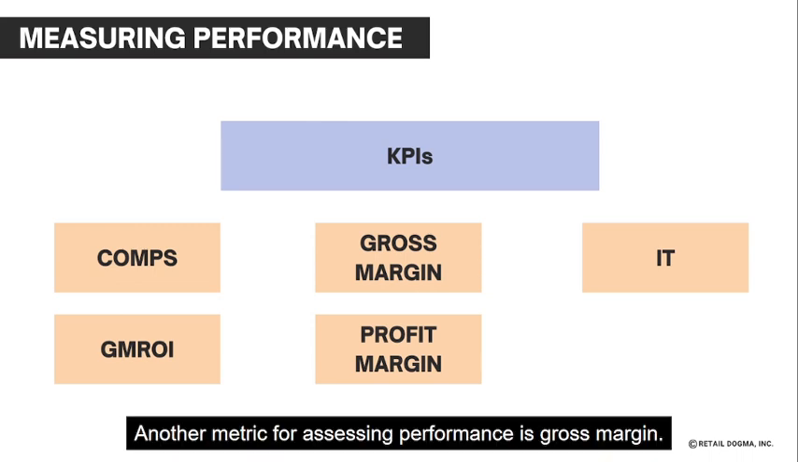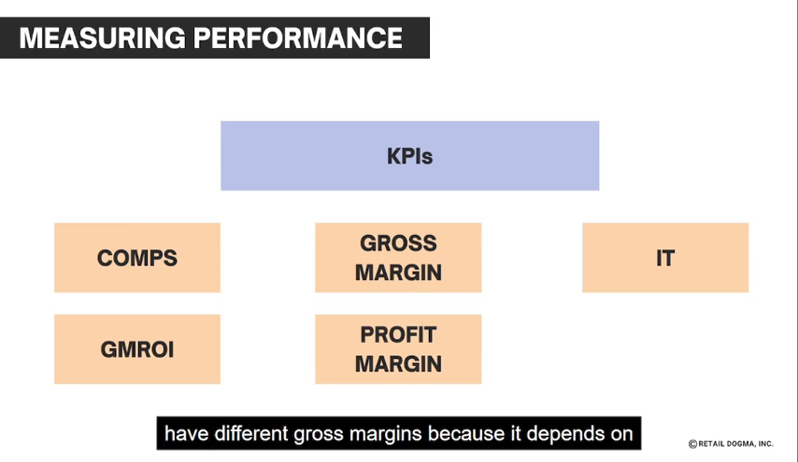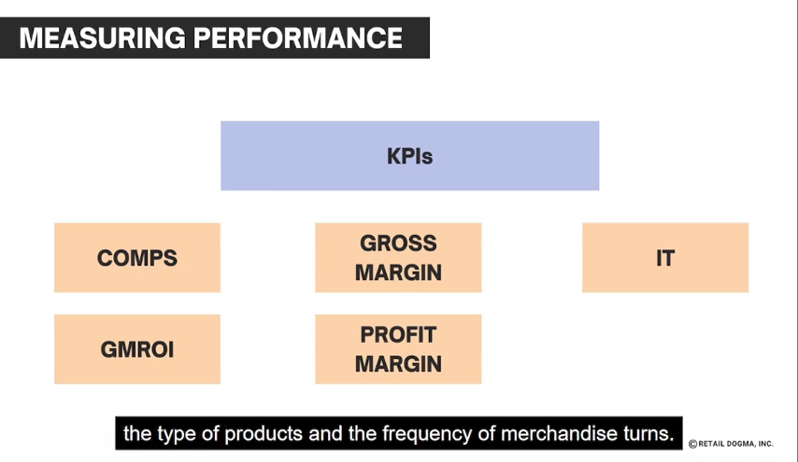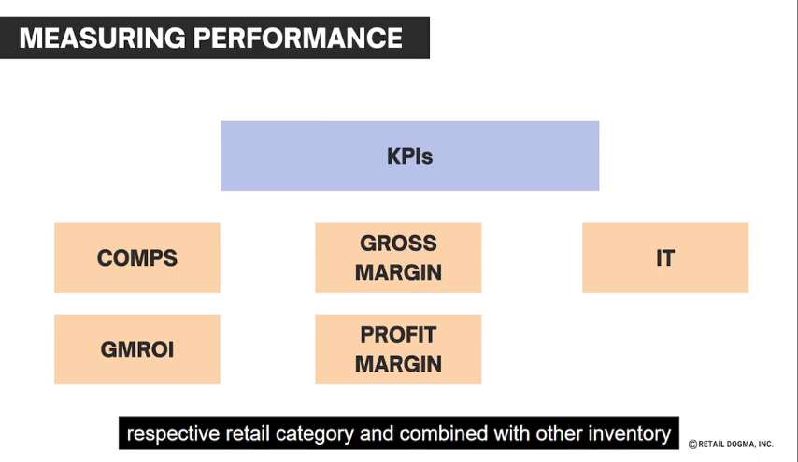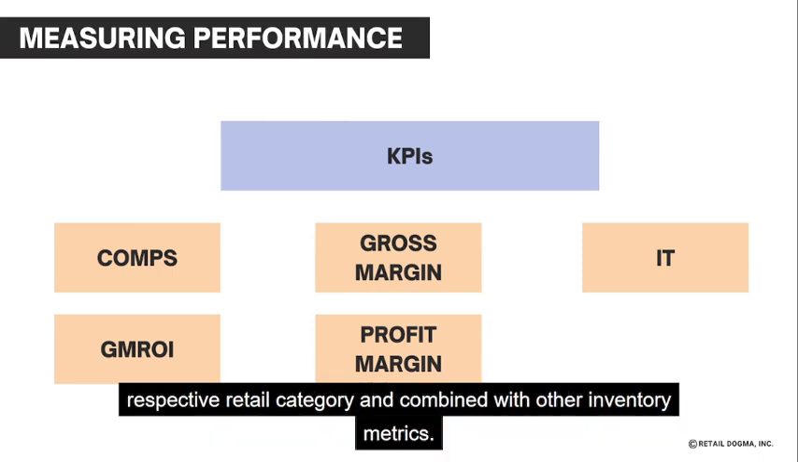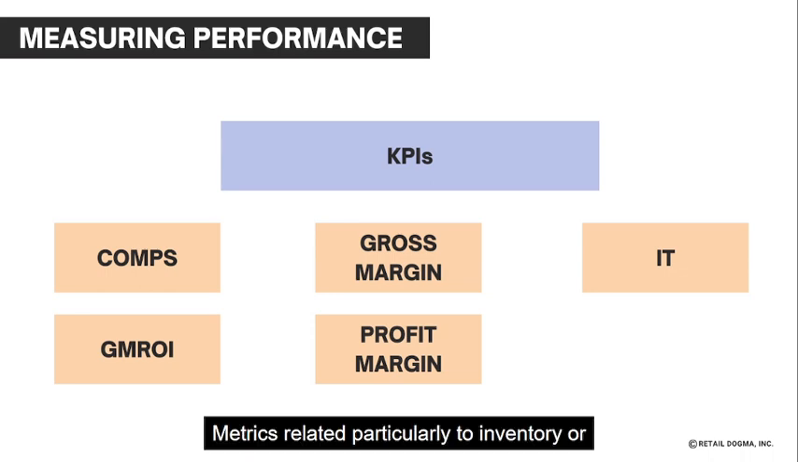Another metric for assessing performance is gross margin. But as we explained earlier, different retail categories have different gross margins because it depends on the type of products and the frequency of merchandise turns. That's why assessing gross margins should be viewed in light of the benchmarks for the respective retail category and combined with other inventory metrics. Metrics related particularly to inventory are inventory turnover and gross margin return on inventory investment.